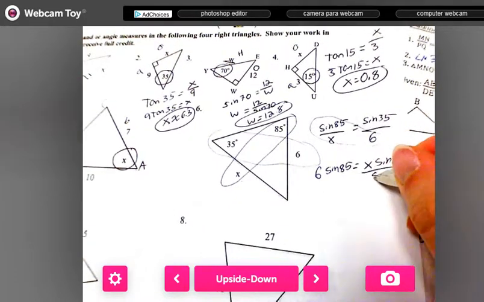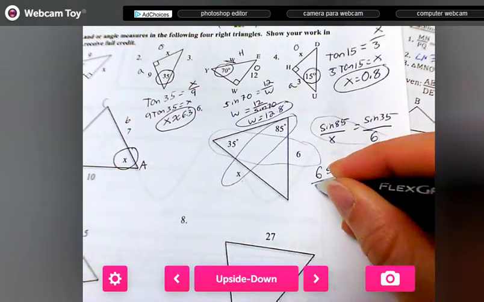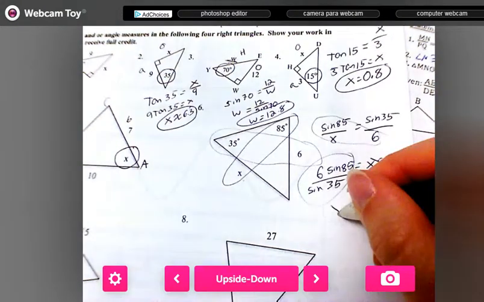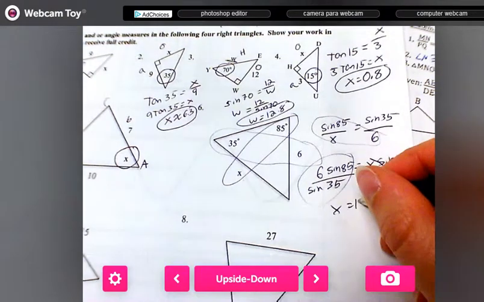Then I divide both sides by sine of 35. And right here, this is what I put in my calculator. 6 sine 85 divided by sine 35, and I get x equals 10.4.